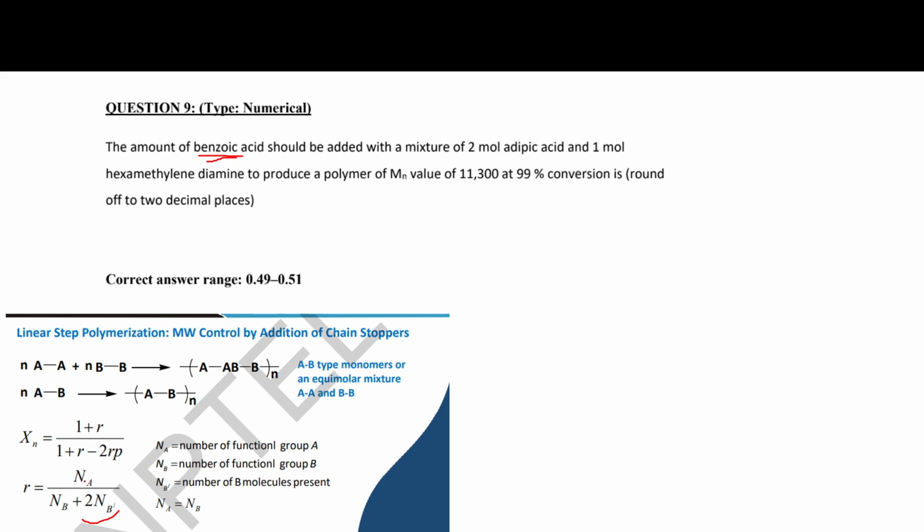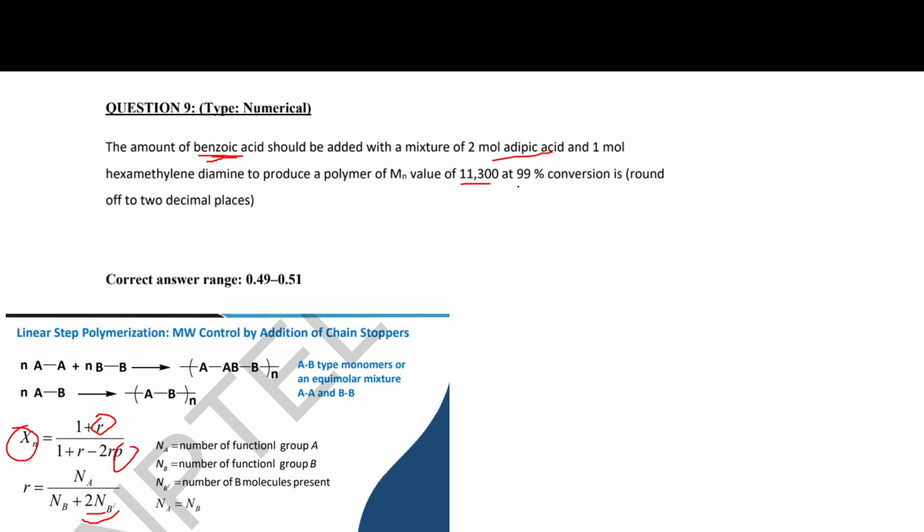So now it will be Na divided by Nb plus 2 Nb', where Nb' is the mole of the monofunctional compound you are using. From there you can calculate your R value. If your extent of reaction is given, you can easily calculate your degree of polymerization. Or if your Mn is given, you can easily calculate the degree of polymerization because you know the repeating unit molecular weight. In this case it will be 113.